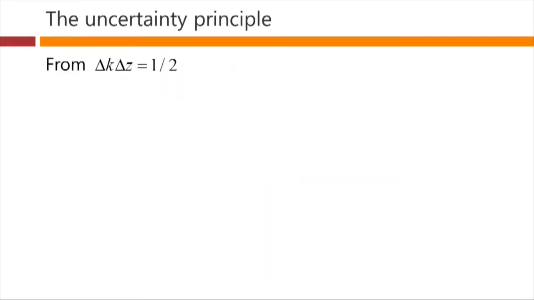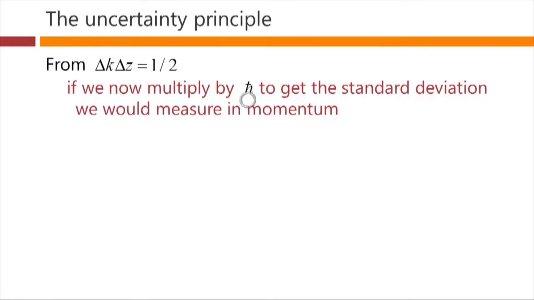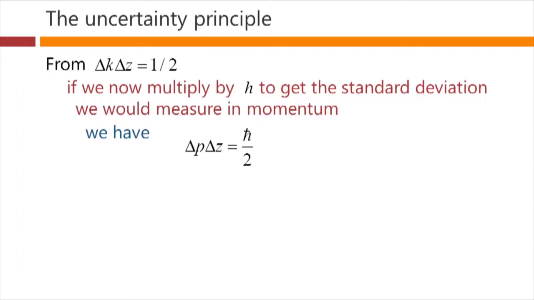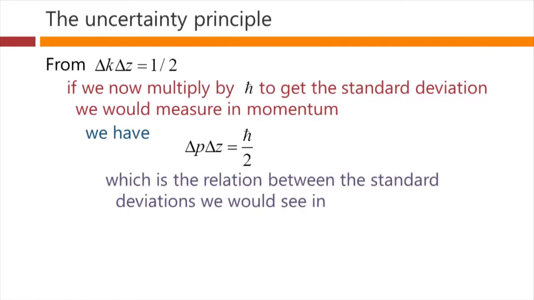From this expression here, then we can multiply by h bar, and that would get us, for h bar k, the standard deviation we would measure in momentum. We could call that standard deviation in momentum, h bar times delta k. We could call that delta p. And then this expression, delta k delta z equal to 1/2, turns into this one. Delta p times delta z equal to h bar over 2.